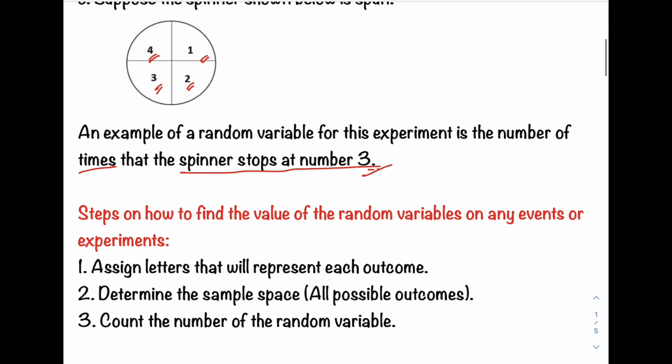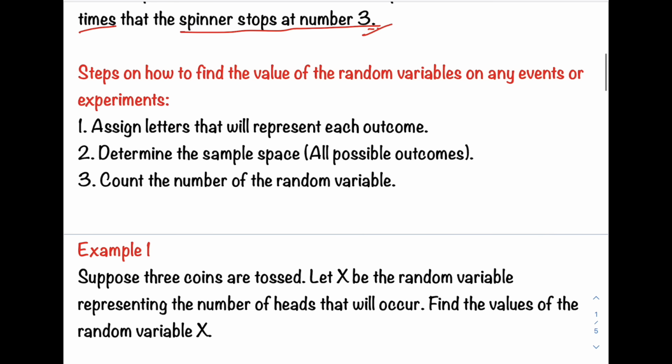Okay, so next let's have the steps on how to find the value of the random variables on any events or experiments. So, this time guys, hahanapin natin yung value ng ating random variables. Step 1 natin is we need to assign letters that will represent each outcome. Number 2, determine the sample space. So, kukunin natin lahat ng possible outcomes ng ating experiment. Then number 3 is we will count the number of the random variable.